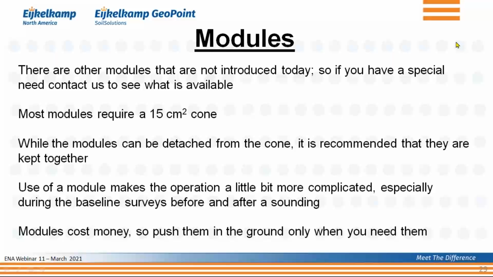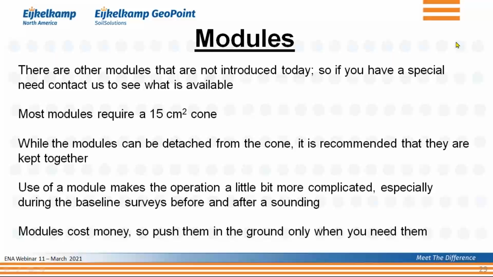The other thing to also keep in mind is that using a module makes it a little bit more complex. As many of you will know, when you do CPT, before and after a sounding, you need to do a baseline survey to make sure that your cone is in calibration before you start and that it hasn't gotten damaged as you perform your sounding. And whether you have a normal cone, which is about, say, a foot long or 30 centimeters long, if you now put a module behind it, that makes it a little longer.